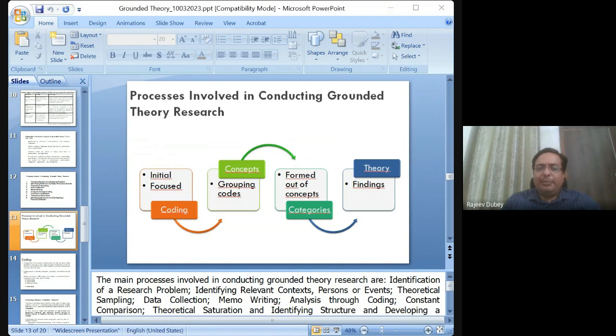And coding means to develop categories, properties, and relations amongst them. Strauss and Corbin have argued that analysis in grounded theory is composed of three major types of coding: open coding, axial coding, and selective coding. So you see, the process involved here is that coding is there. From this coding, concepts are formed, where codes are grouped into a concept, and from these concepts we form categories, and these categories when linked together lead to the findings or theories.